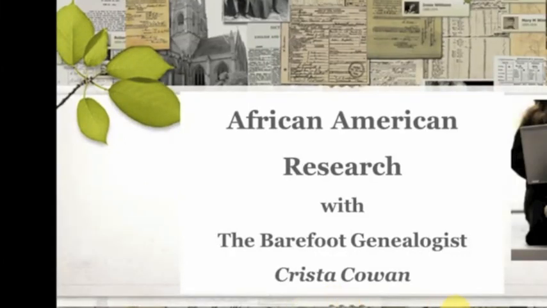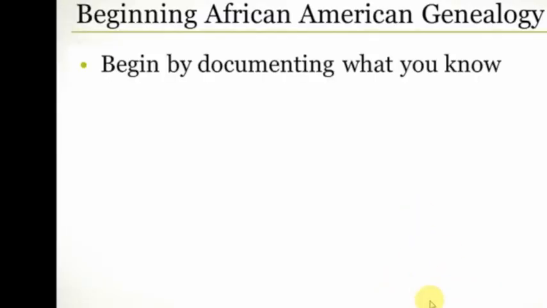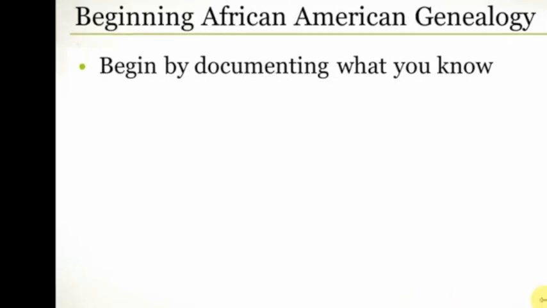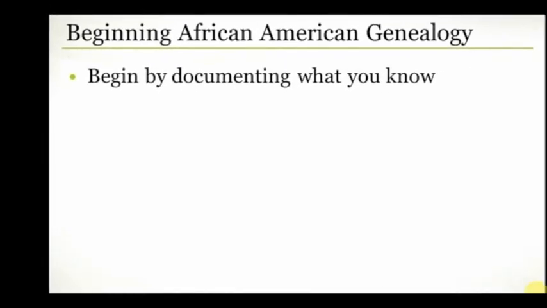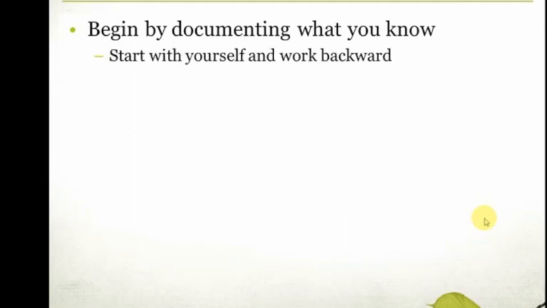Now, the first thing you're going to want to do here is just begin by documenting what you know. This is no different than anybody else doing genealogy. This is the advice that we give everybody, which is just start with what you know. Start with yourself and work your way backwards in time, documenting information about your own birth, your parents' marriage, their birth, any death information along the way, and collect information as you go.